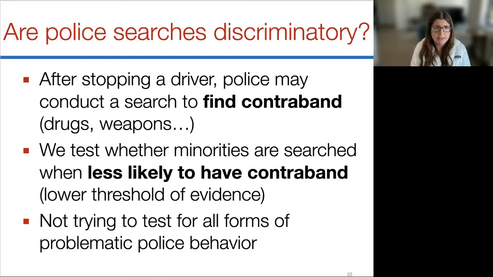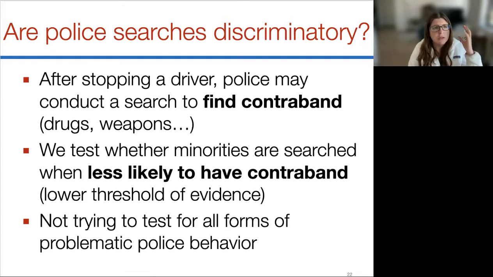A little bit of context about how police searches work in the United States. After the police stop a driver, they're allowed to conduct a search. And the purpose of that search is to find contraband. So things you're not supposed to be carrying, basically. So illegal drugs, weapons, etc. The purpose of a search is to find contraband. It shouldn't be to harass the driver or meet some quota or whatever.